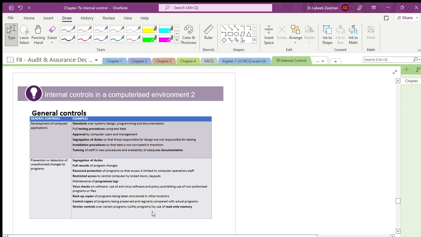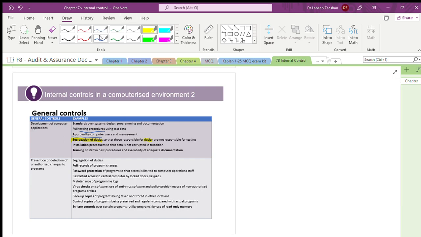They gave you a small way of putting the things. I'm not going to focus that much here. It is very simple. What are they talking about? The general controls: what are the standards for the design, programming and documentation? They are talking about the testing procedures, the approval of computer users, all those things. Segregation of duties, meaning those responsible with respect to design.